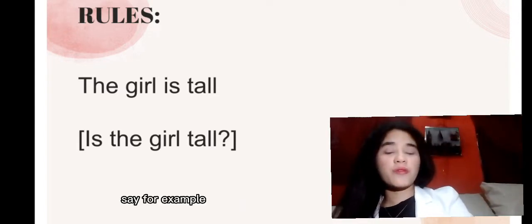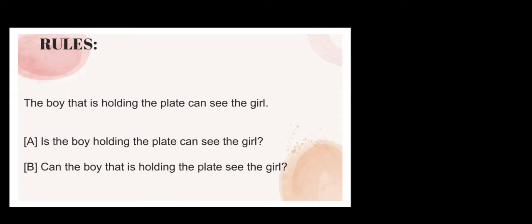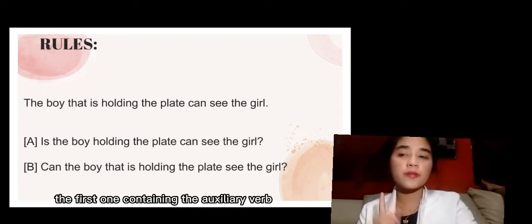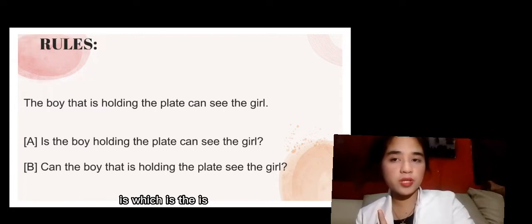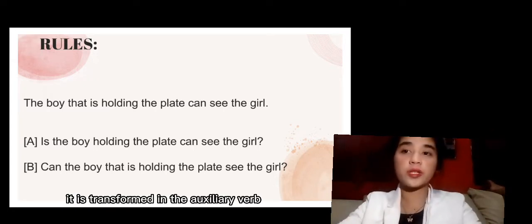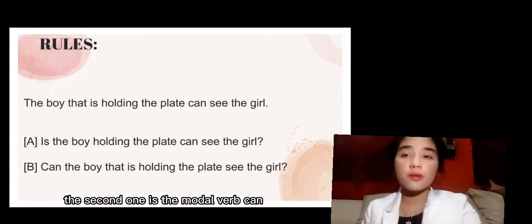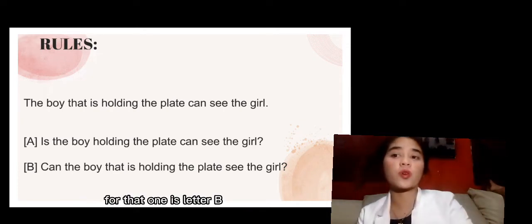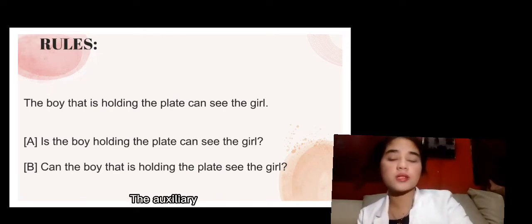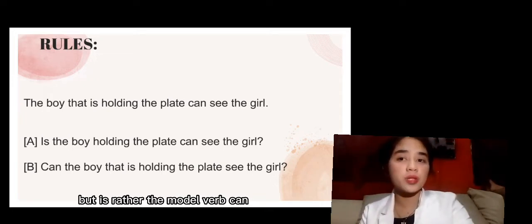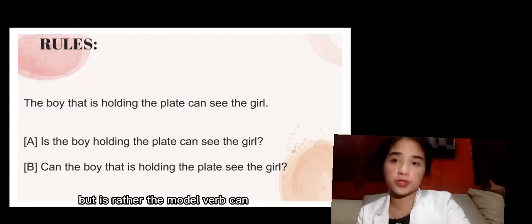Say, for example, this sentence. We can see in the examples that I have provided 2 options. The first one contains the auxiliary verb is, which is transformed, where the second one is the modal verb can. But actually the correct option for that one is letter B. The auxiliary verb isn't the one that would be moved in the sentence, but rather the modal verb can.